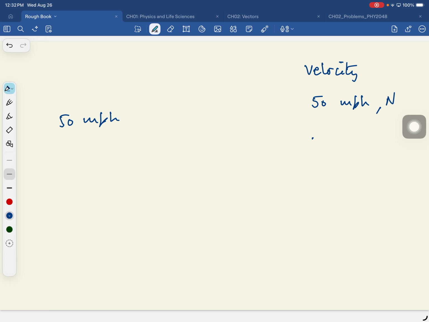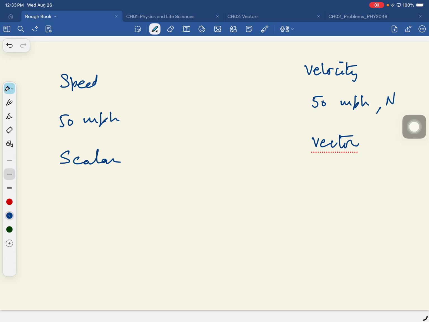This quantity is called a velocity, and it is represented by a vector. It is a vector quantity. This is called speed, and you can express this quantity using just one number, and this is called a scalar.